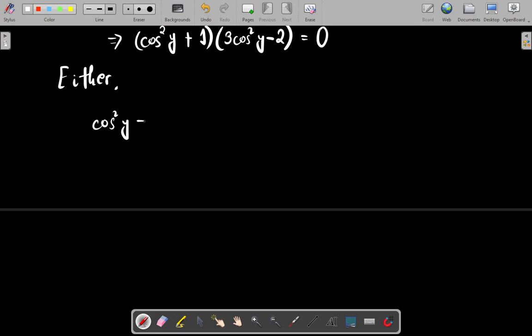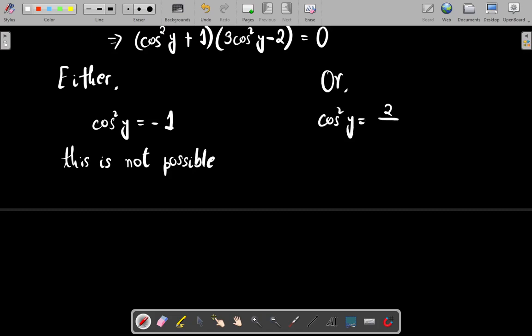Okay, so from here we get either cos square y is equal to minus 1. So this is a square term, right? So for a square term cos square y, the maximum value is 1 and the minimum value is 0, right? It cannot be negative. So this is not possible, right? So we have cos square y equal to 2 upon 3.